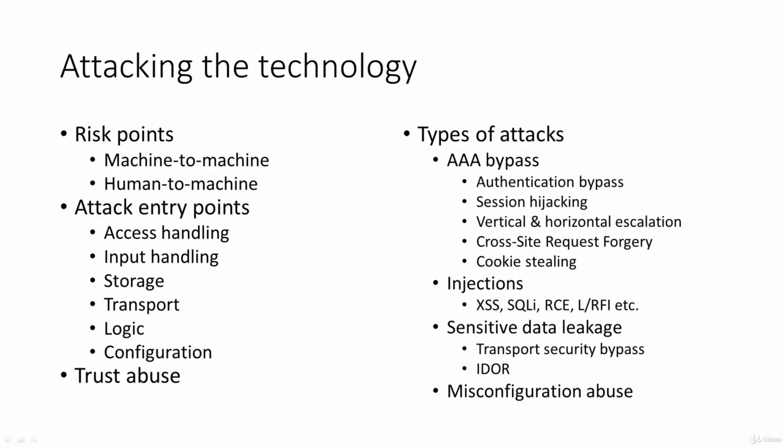So what are the types of attacks you can perform against web applications on the technology level? On the level where the applications actually are built and operate. So of course, as I already mentioned, every more or less significant application that operates over some sensitive data or has some critical functionality has these AAA controls: authentication, authorization, and accountability.